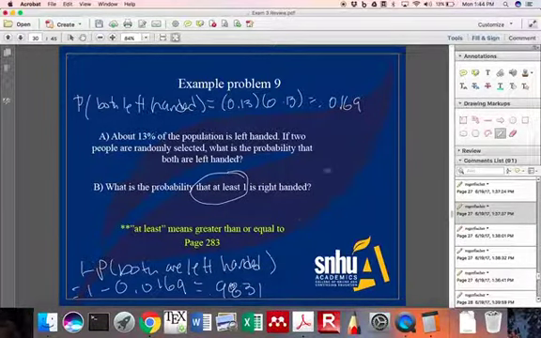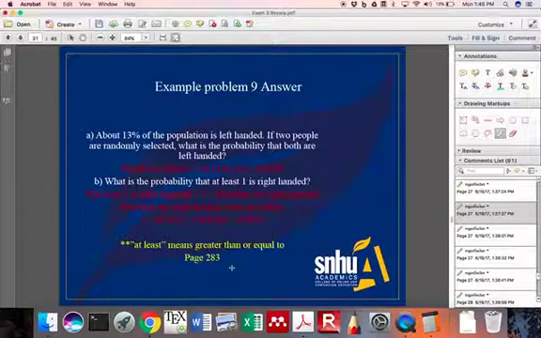And what I want you to notice here is that you're either both left-handed or at least one is right-handed. Those two events are mutually exclusive, meaning that either both people are left-handed or at least one is right-handed. Either one of those or the other has to happen, and that's why we get that probability. And then remember, at least can be thought of as greater than or equal to. Refer back to page 283 in the text if you need more review on that.